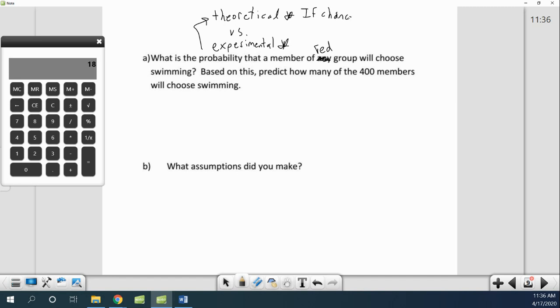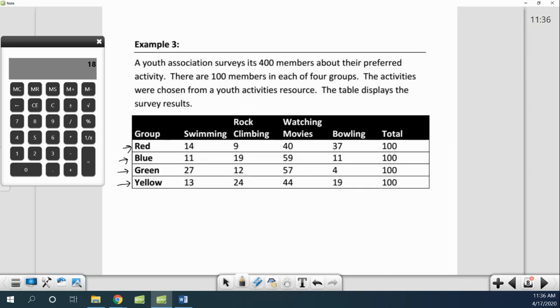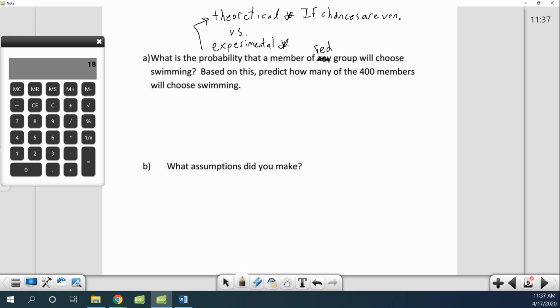There we go. Chances are even. Now, this works really well for something like flipping a coin. What's the probability of getting a head? Well, it's even on either side, and there's only 2 options, so your odds are 1 out of 2. The theoretical probability here, there is 1, 2, 3, 4 categories, so your probability of choosing swimming should be 1 in 4, right? If your odds are all even, theoretically, 1 in 4, or 1 out of 4, so often written as a fraction.